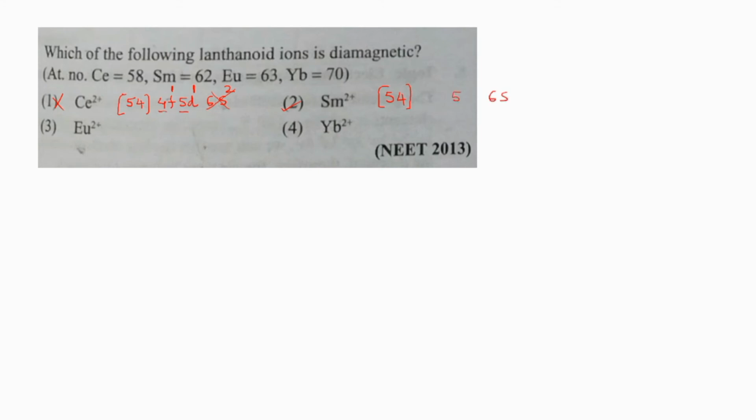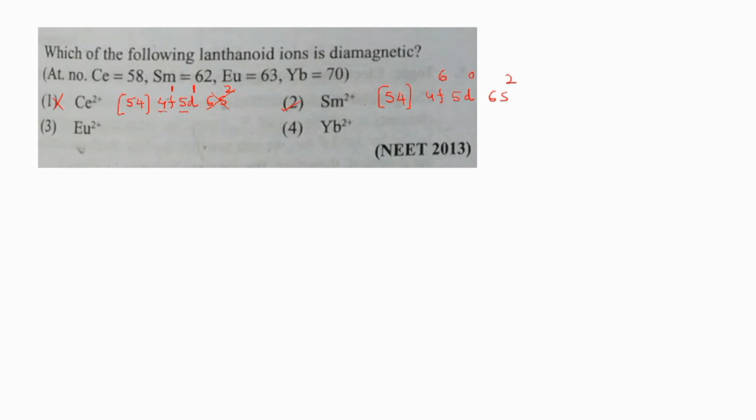6s will be there, 5d will be there and 4f also will be present. 2 electrons will be present in the S subshell and as it is samarium, it will be having D0 configuration. How many electrons will be present in F subshell? 54 plus 2, that is 56. So atomic number is 62. So the number of electrons that are present in F subshell will be 6 electrons, right?